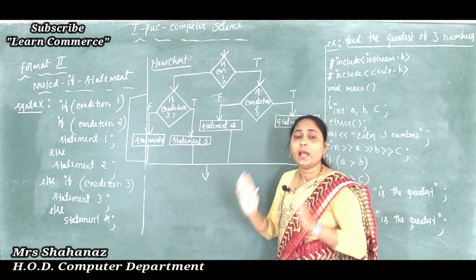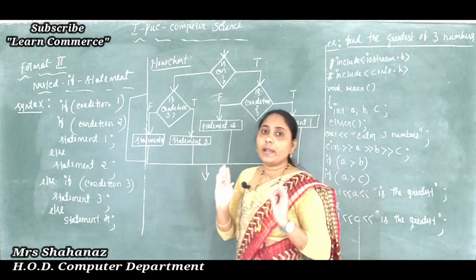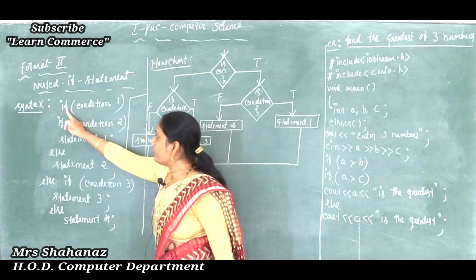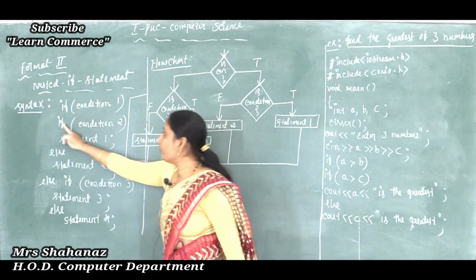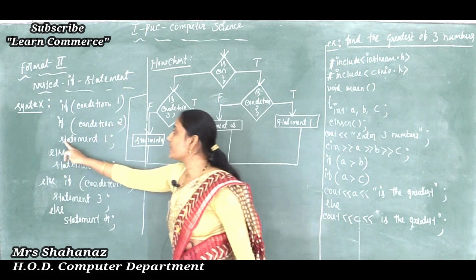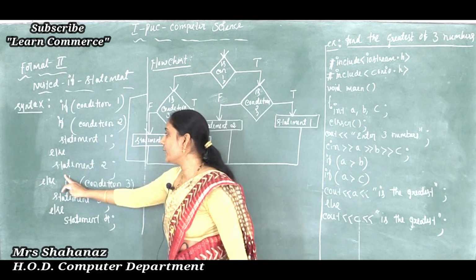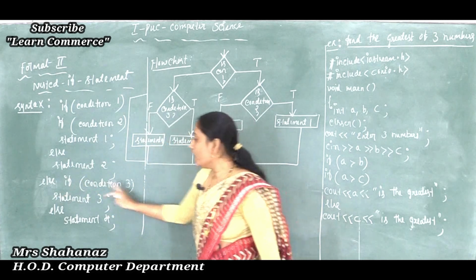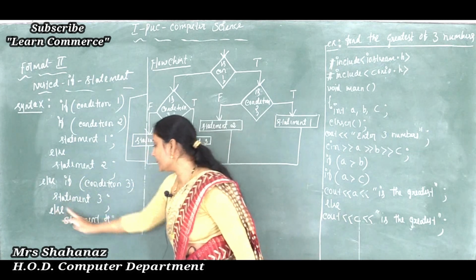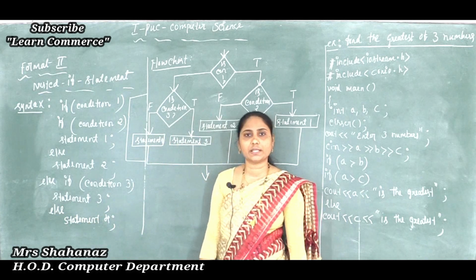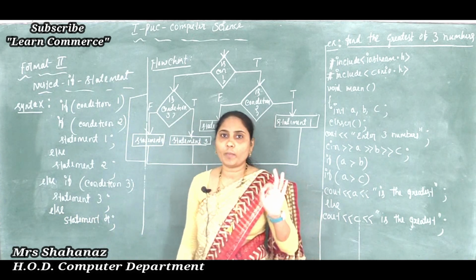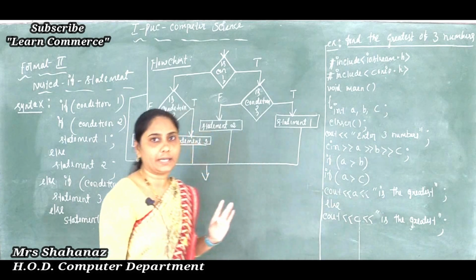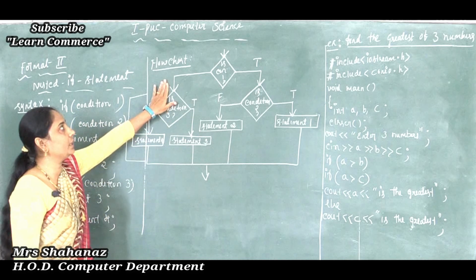Now I am going to explain how such a syntax of the nested if statement works. Okay? Now we know that if condition 1 is true, if condition 2 is true, statement 1. Else statement 2 here. Else if condition 3, this statement 3, else this statement 4. So this is the syntax of which one? Format 2, the nested if statement here.